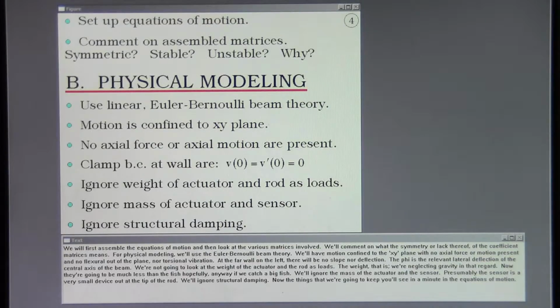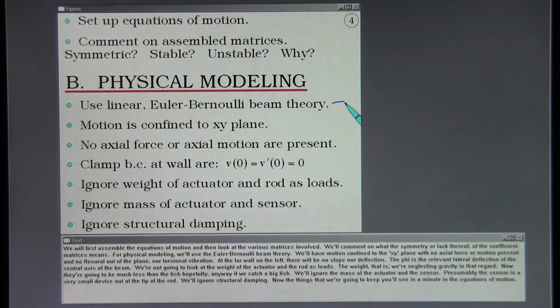For physical modeling, we'll use the Euler-Bernoulli beam theory. We'll have motion confined to the xy plane, with no axial force or motion present and no flexure out of the plane nor torsional vibration. At the far wall on the left, there will be no slope nor deflection. V is the relevant lateral deflection of the central axis of the beam.